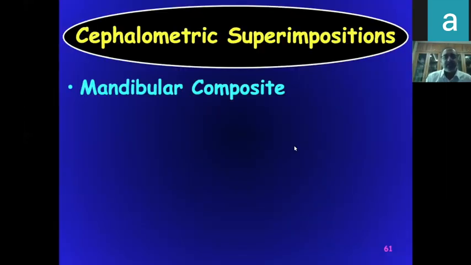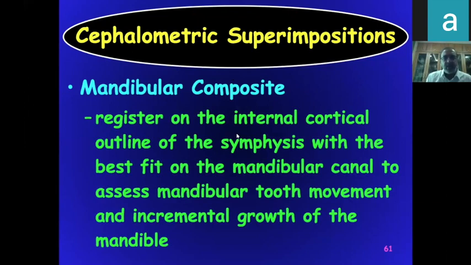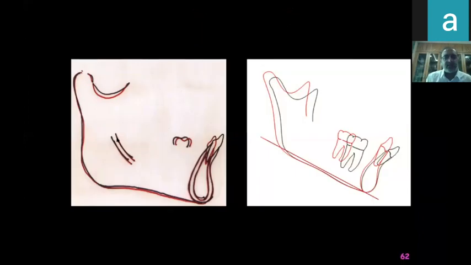And this mandibular composite registration, there are again two ways: on internal cortical outline of the symphysis with the best fit on the mandibular canal to assess the mandibular tooth movement and incremental growth of the mandible. So this is where it is traced on the mandibular canal, superimposed on the mandibular canal, and the internal symphysis cortices are superimposed, and here you can see the tooth movement.